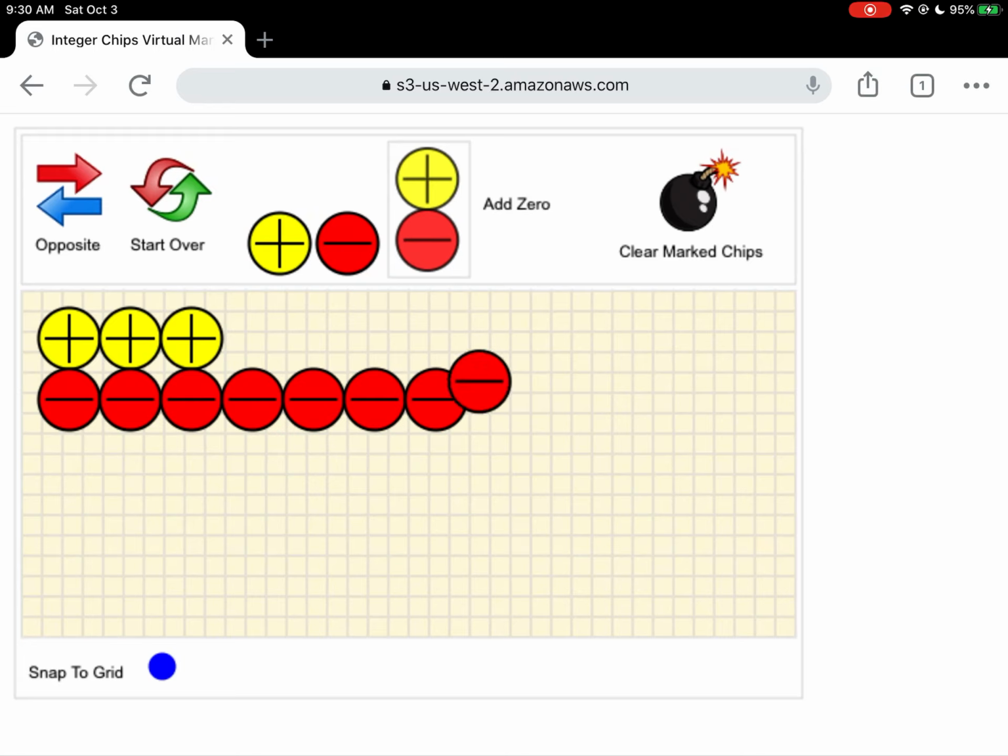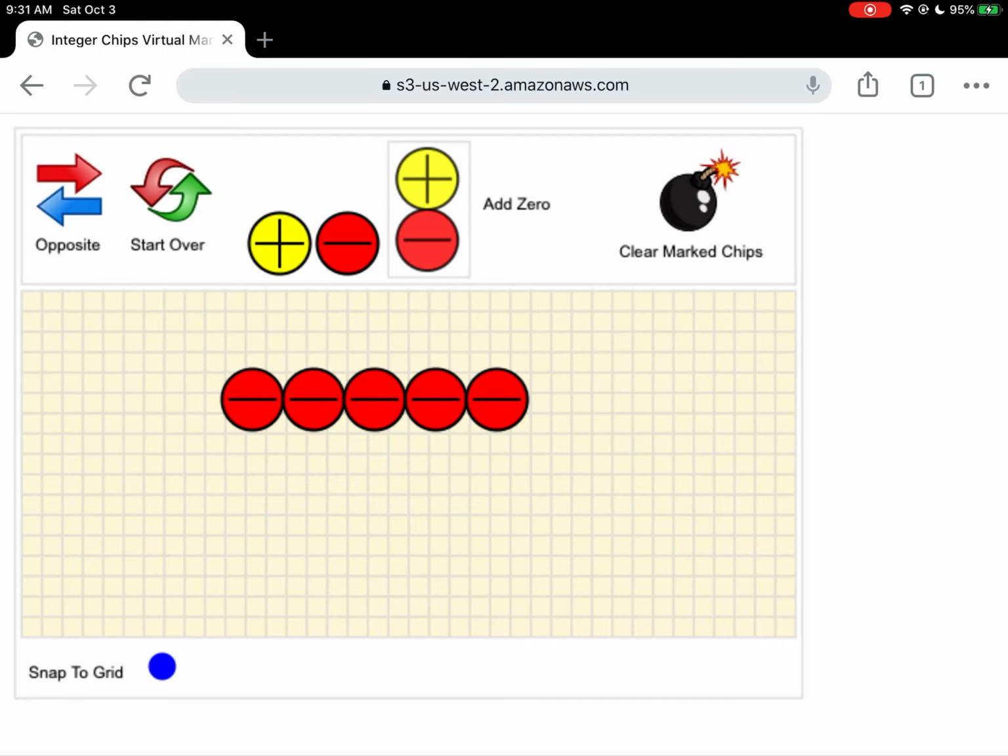One more, there we go. Okay, so there's 3 plus negative 8 combined, and then, of course, we have these 0 pairs that can be ignored, and we're left with -5 still.